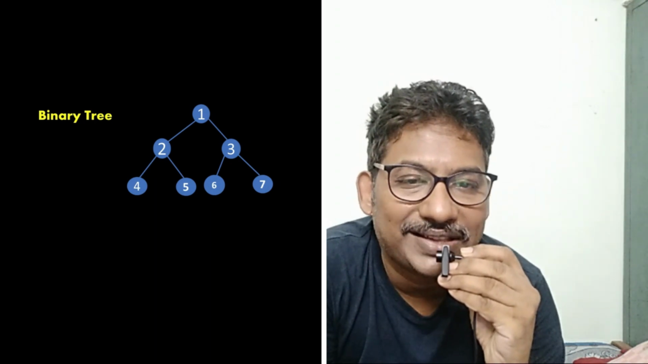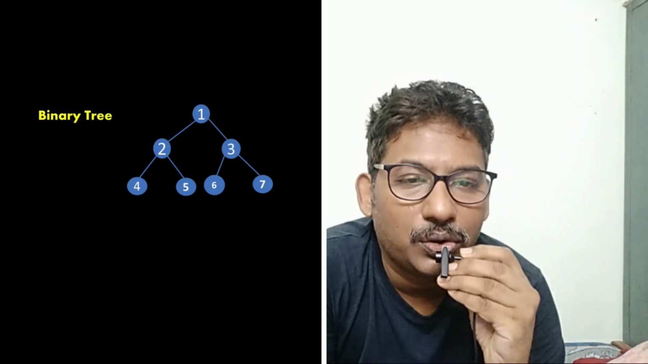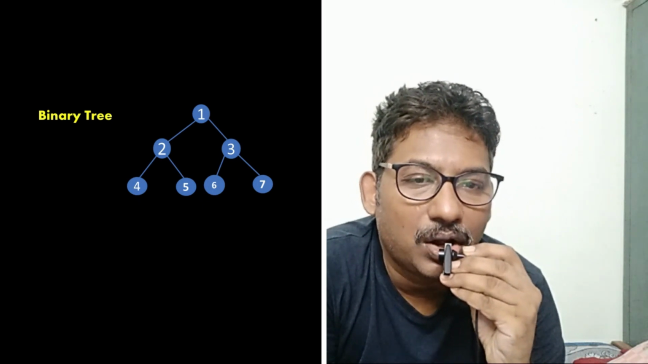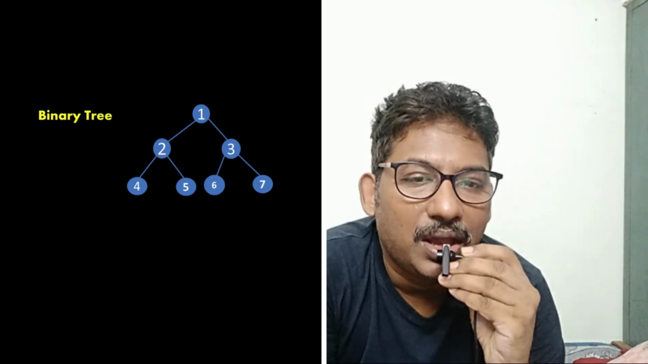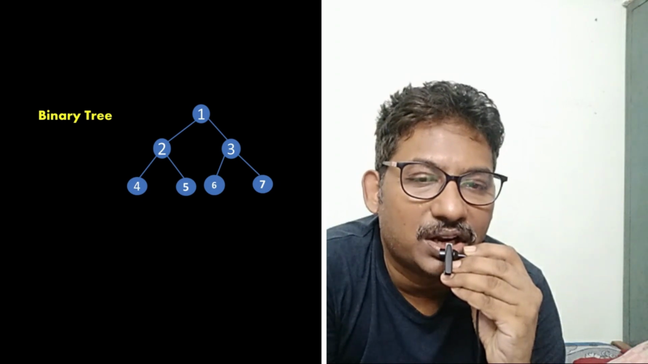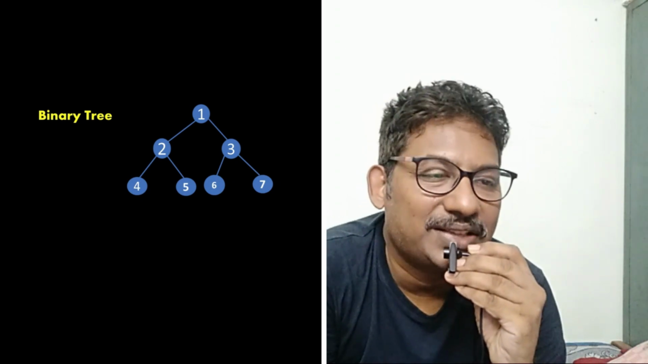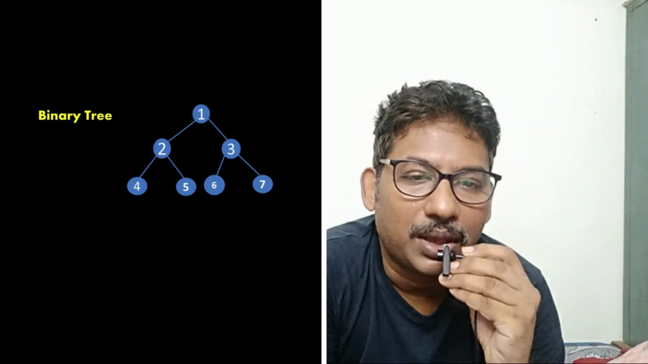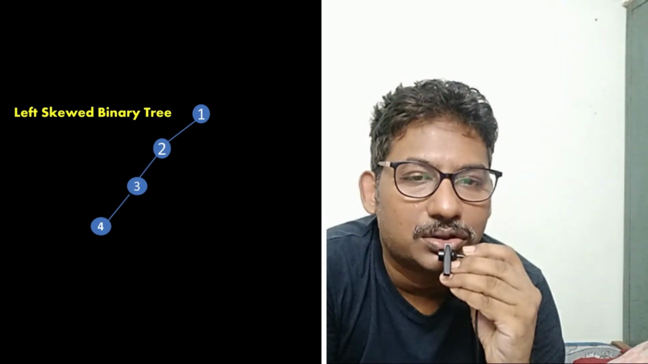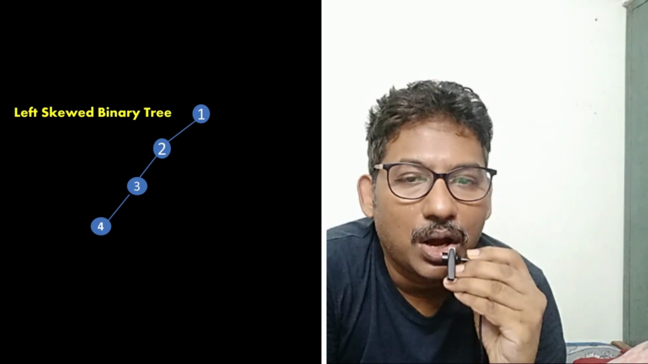Here is an example of a binary tree. 1 is the parent or root node. It has 2 children, 2 and 3, and 2 has another 2 children, 4 and 5, and 3 has another 2 children, 6 and 7. A simple example of a binary tree is the Indian family planning system. In India there will be 2 children or only a single child. The same formula applies here: a root node, a parent node, should have at most 2 children, or a single child.